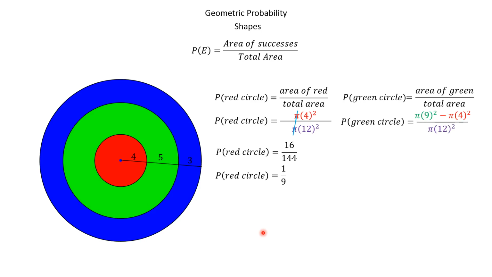And then the total is still pi times 12 squared. The pi's still cancel because everything has a pi in it. And so really we just have 9 squared minus 4 squared, which is 81 minus 16, over 144, which is 65 over 144. That's the probability of hitting it in this green ring.